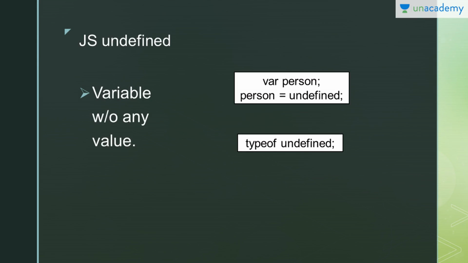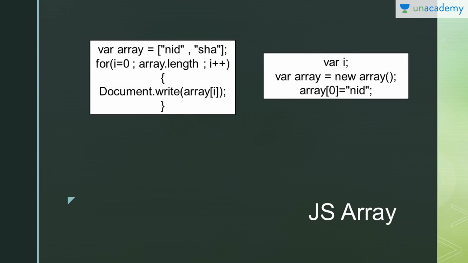Now JavaScript undefined. Undefined basically means a variable without any value. If I have defined a variable person, and then I write person equals undefined, this means I'm emptying that variable, I'm making it undefined. Now it is not there. The typeof undefined is undefined only.